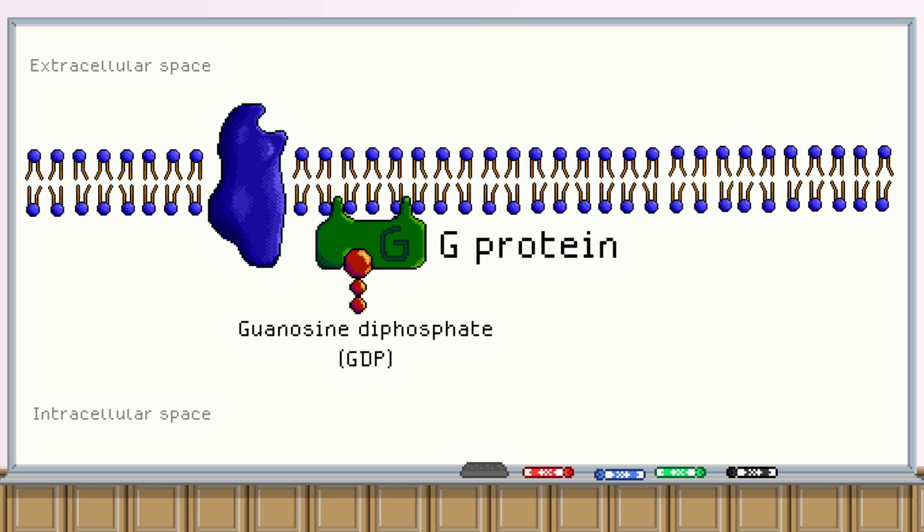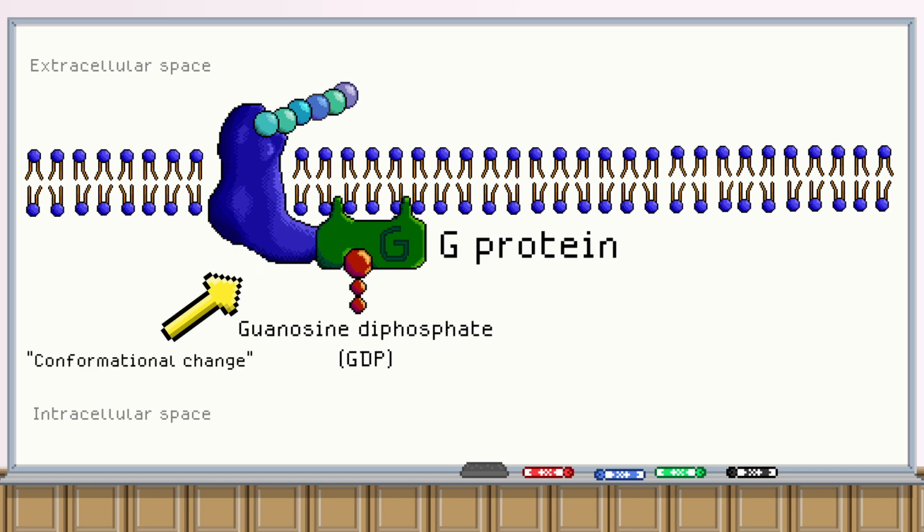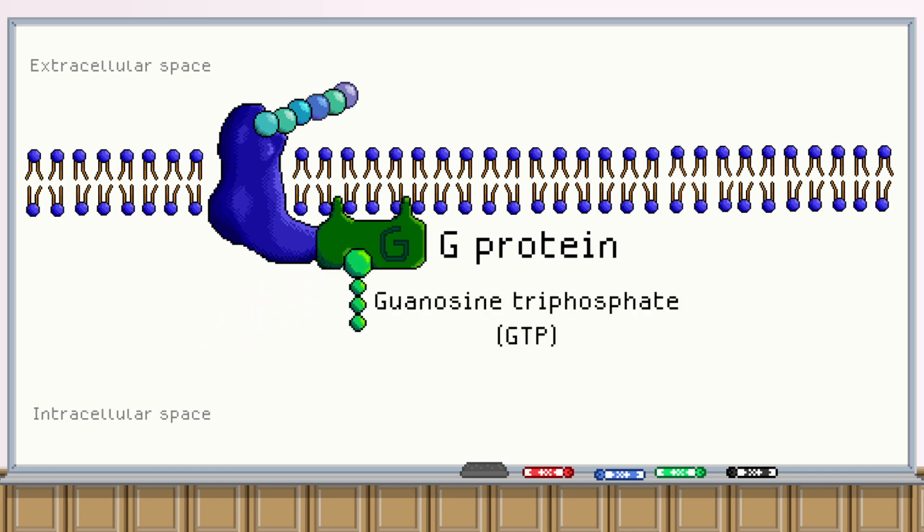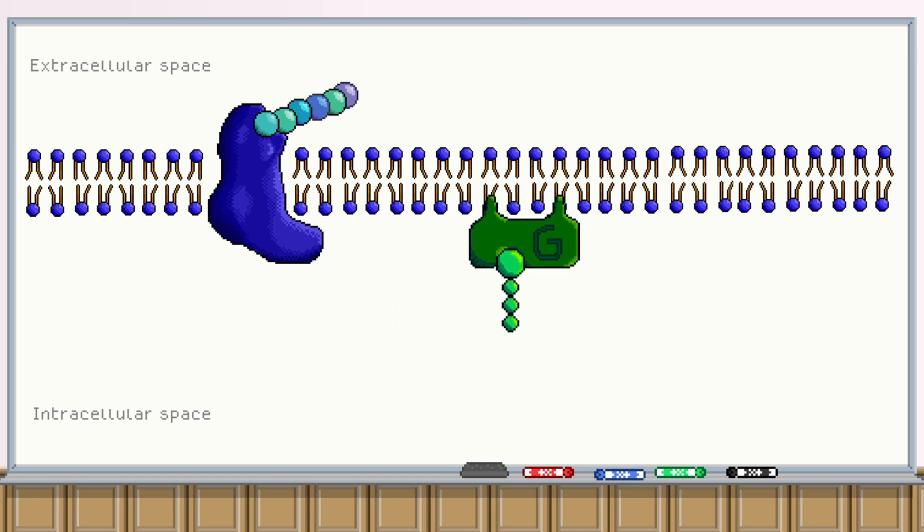Now let's bring our glucagon in. Our glucagon comes in and binds to the receptor, which causes the receptor to undergo a conformational change. Basically, this means that the structure of the receptor changes. So when it undergoes this change in shape, the GDP molecule on the G protein is bumped off. Now the G protein has a vacant space where that molecule was, and this space gets occupied by GTP, or guanosine triphosphate. GTP is what activates the G protein and causes it to move along the cell membrane.